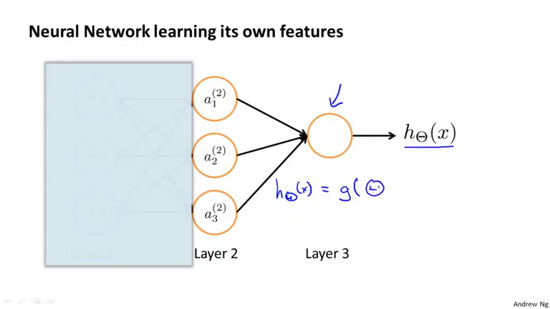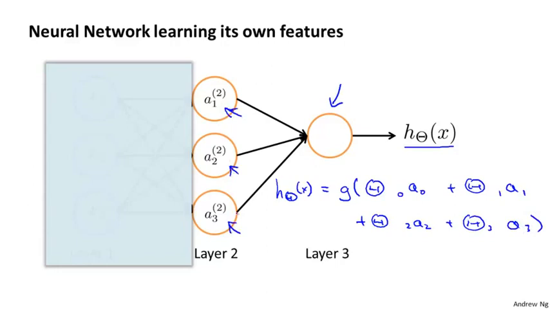which is my sigmoid activation function, times theta 0 times a0, which is equal to 1, plus theta 1 times a1, plus theta 2 times a2 plus theta 3 times a3, where the values a1, a2, a3 are those given by these three hidden units. Now, to be actually consistent with our earlier notation, I would need to fill in these superscript 2's everywhere. And I also have these indices 1 there because I have only one output unit.